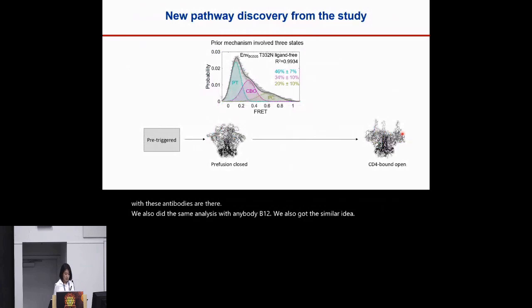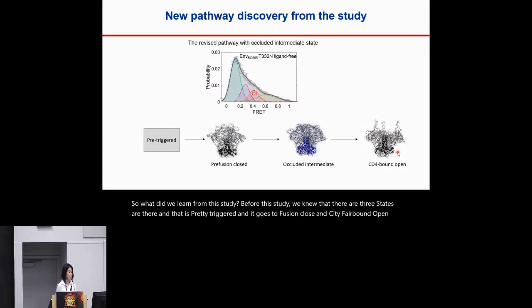So what did we learn from this study? Before this study, we knew that there were 3 states: pre-triggered, which goes to prefusion-closed and CD4-bound open. However, with this study, we found that there is an additional state available called the occluded-intermediate, and it was validated by the smFRET analysis as well.